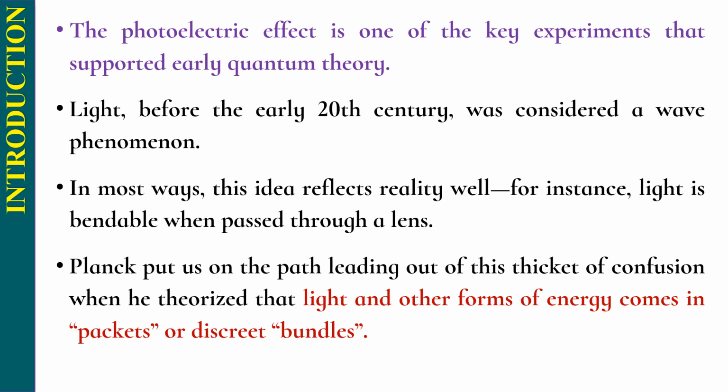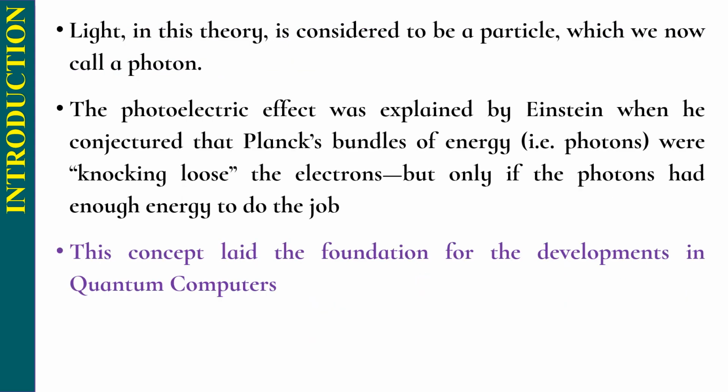And Planck put us on the path leading out of this thicket of confusion when he theorized that light and other forms of energy come in packets, or what we can refer to as discrete bundles, and not just a continuous stream of phenomena. Now, light in this theory is considered as a particle, which is now referred to as a photon, as we'll see in the simulation very shortly.